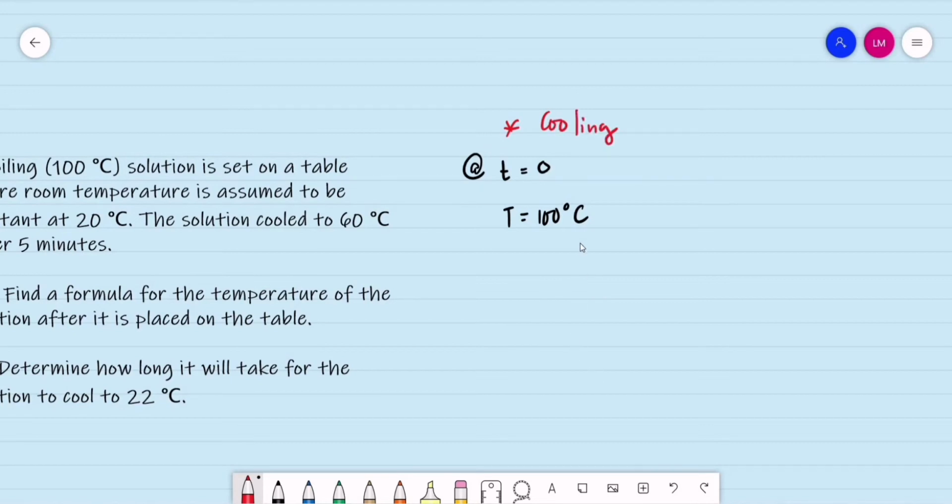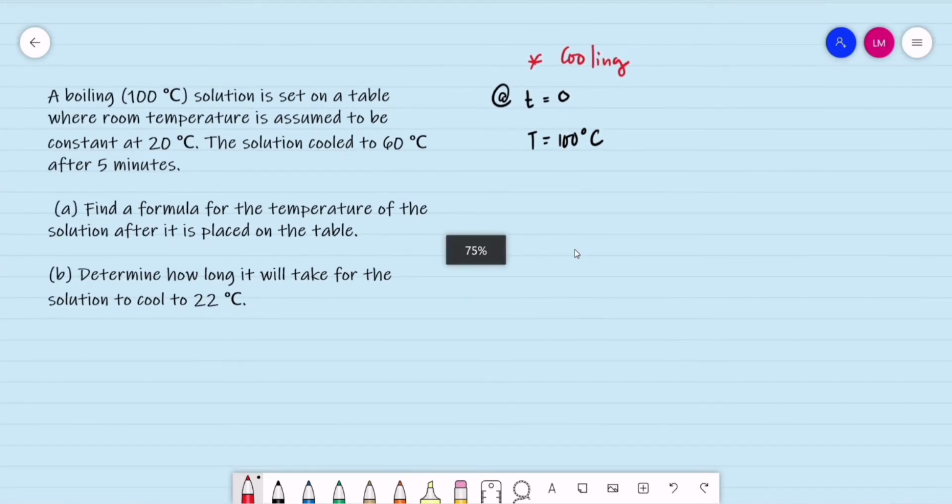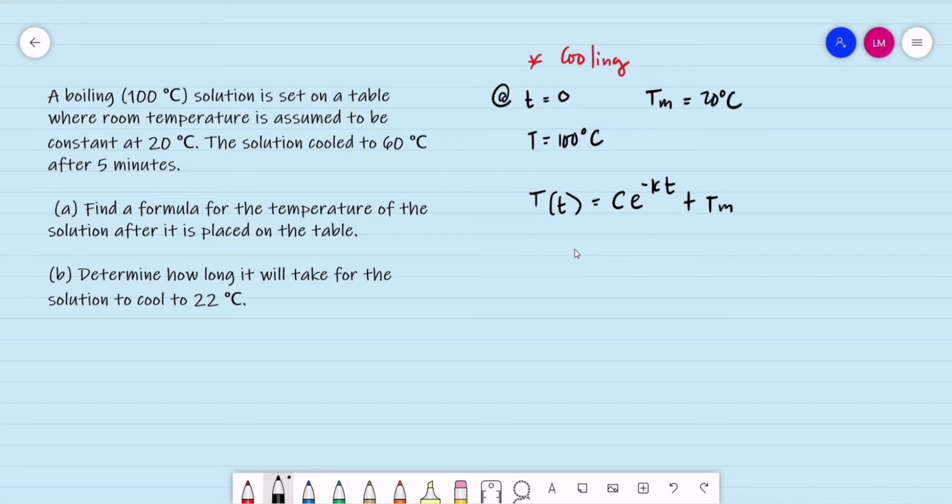So this is cooling. Let's have our working equation: the temperature as a function of time is equal to C times e raised to negative k multiplied by the time, plus the temperature of the surrounding. The temperature of the surrounding, that is the room temperature, is equal to 20 degrees Celsius, and it is constant. So let's have this given.